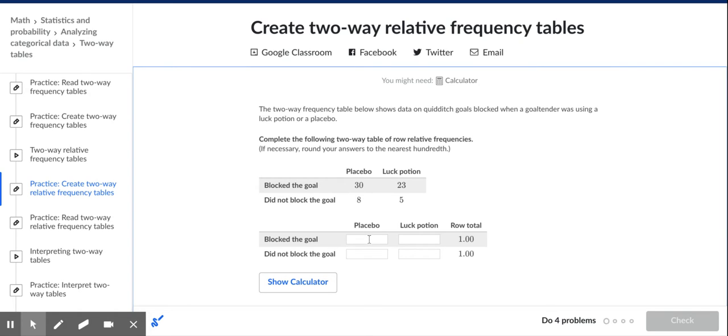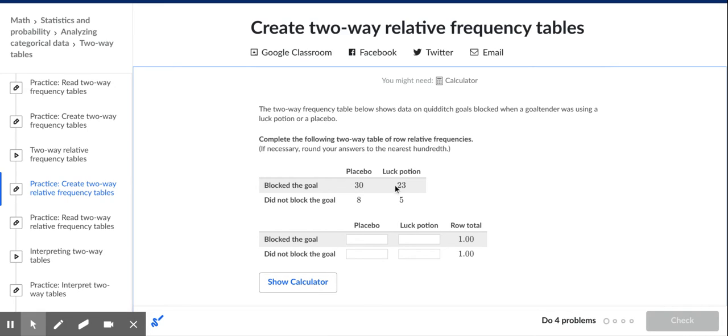So let's look at this. We're given the frequency table and we need to make the relative frequency table. It's telling us that the row total needs to be 1, and that's always going to be true, or 100 if you're doing it in percents. So this is going to be in decimals because they need to equal 1. And they're having us do it to the nearest hundredth, which is fine.